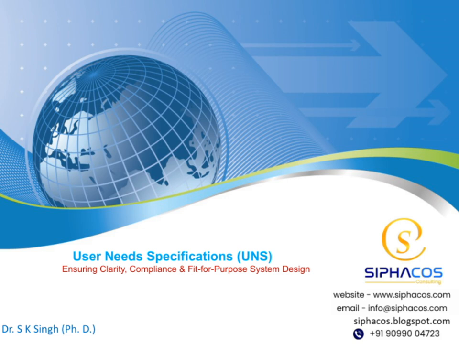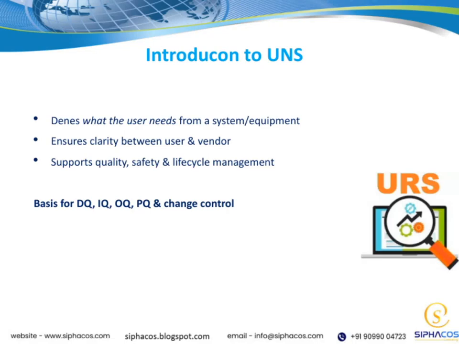So let's get started. Let's start by looking at what this slide is really about. It's all centered around understanding what a user needs from a system or equipment. Essentially, we want to clearly define those requirements to make sure everyone is on the same page. This clarity is crucial because it helps prevent misunderstandings between the user and the vendor, ensuring that the system meets the intended purpose. Next, we see that defining these needs also supports important aspects like quality, safety, and lifecycle management.